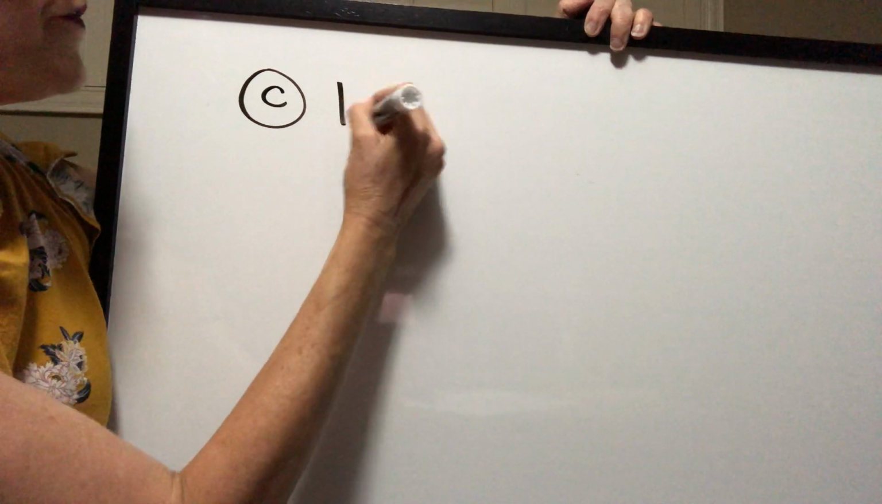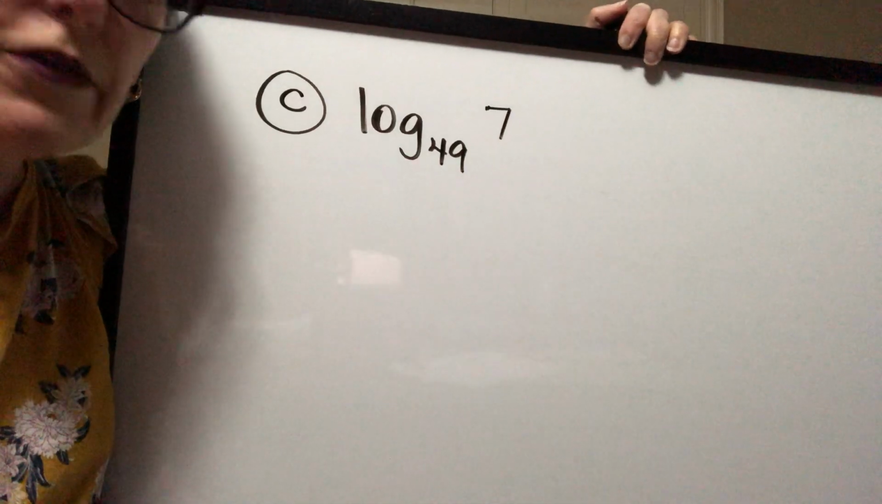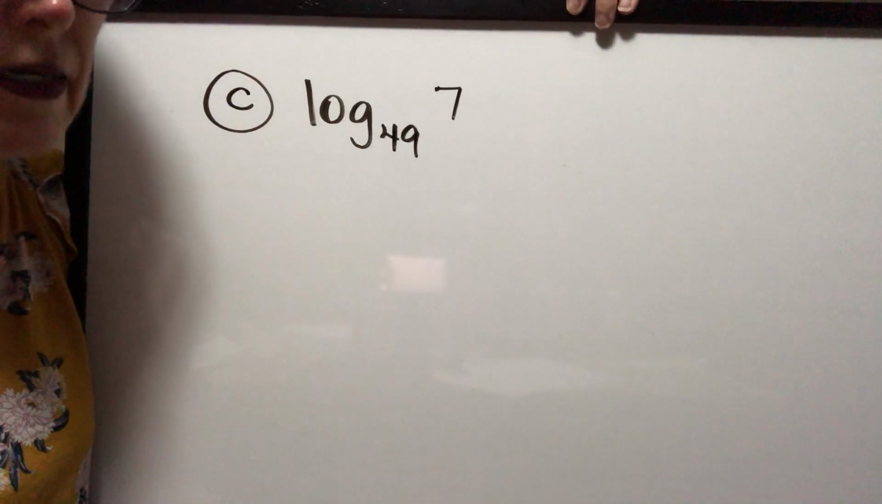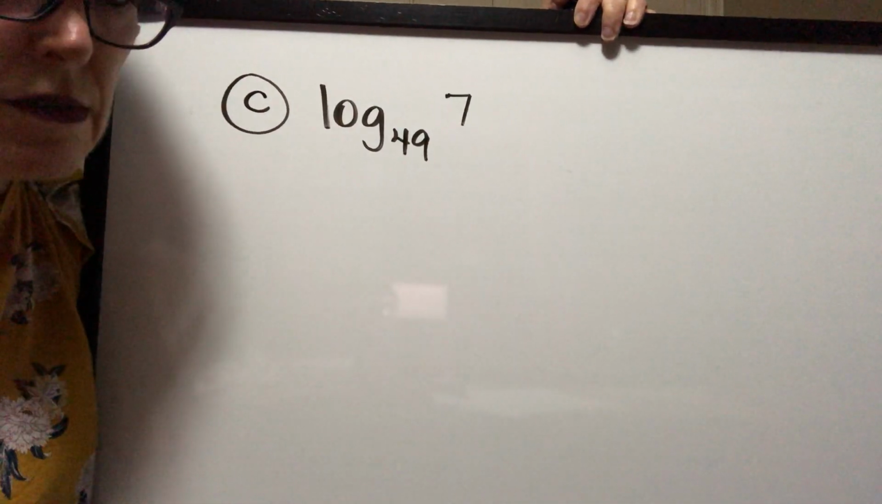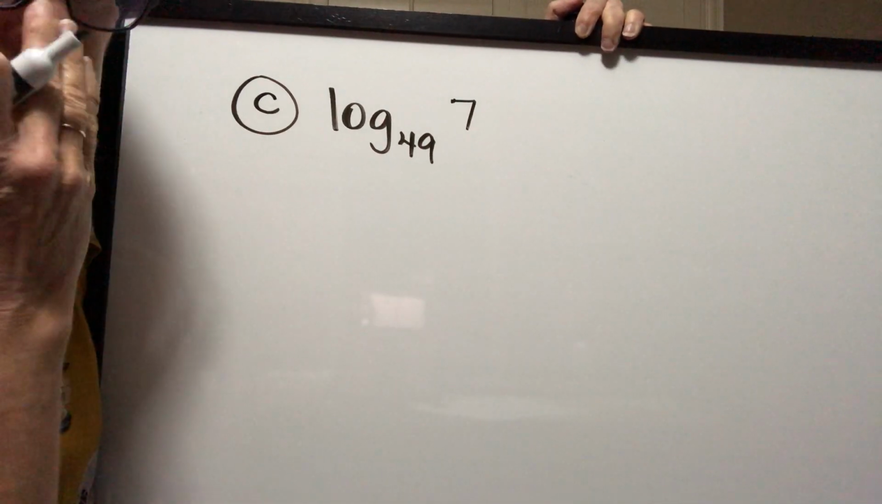Okay, let's look at C. So we've got log base 49 of 7. If you compare this to number 1, the 49 and 7 are in opposite places. That means that it's something different. It's not going to be the same answer.